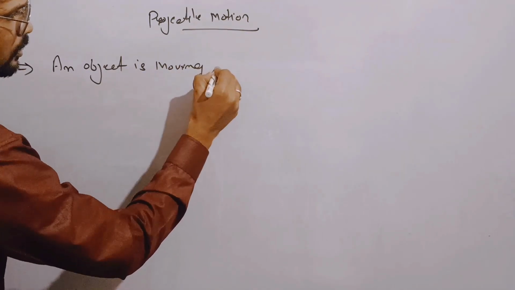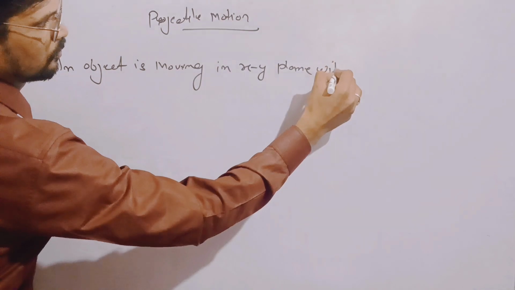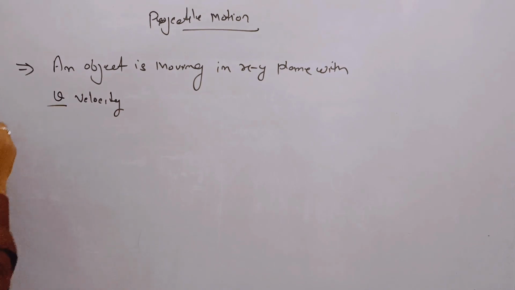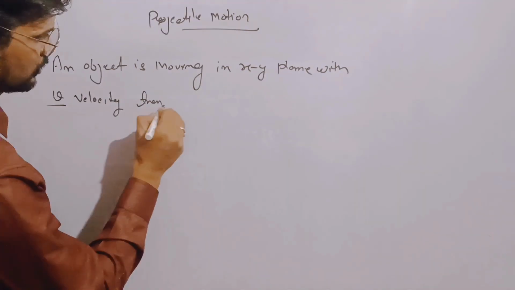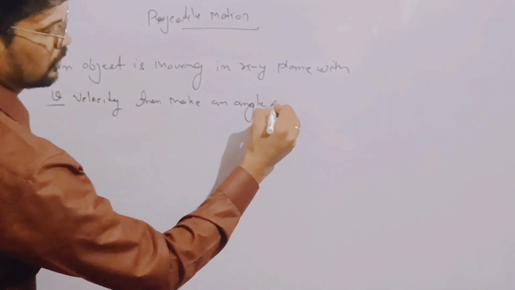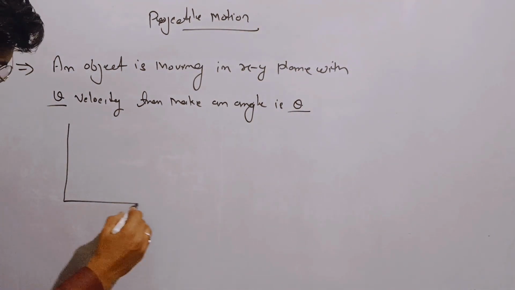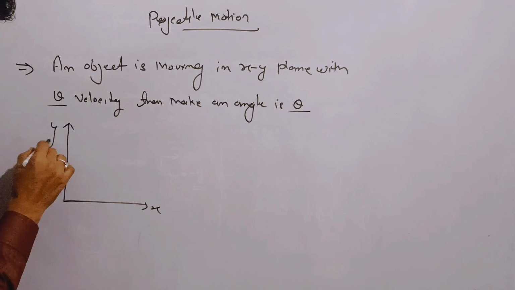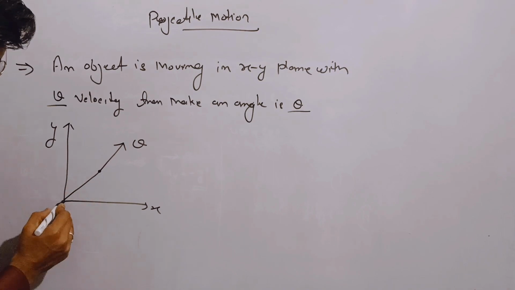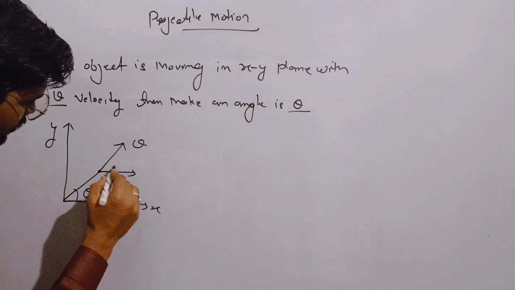An object is moving in the xy plane with velocity v, making an angle theta. So this is the x and y plane, and this is the object going with velocity v, and this is the theta angle.